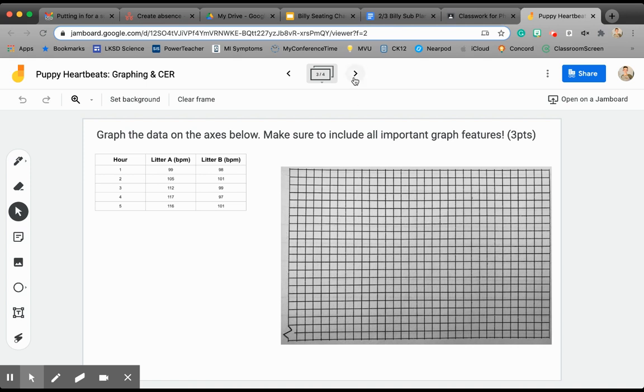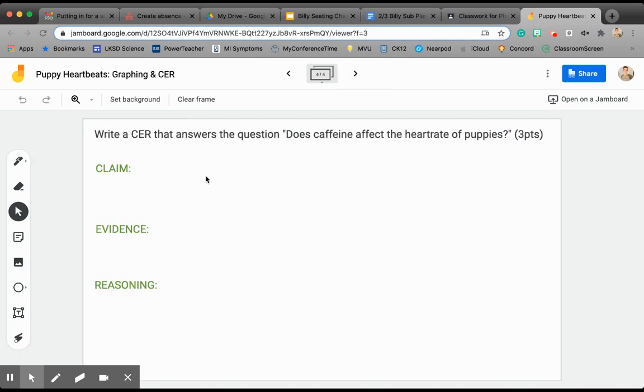On slide 4, you're writing claim, evidence, and reasoning, and you're answering the question, does caffeine affect the heart rate of puppies? So again, your claim is an answer to that question. Evidence, use patterns from the graph, use specific data points such as what were the highest heartbeats from each litter. And then your reasoning, you might have to do a Google search. How does caffeine affect the heart rate of puppies? And just do the best that you can with this one.